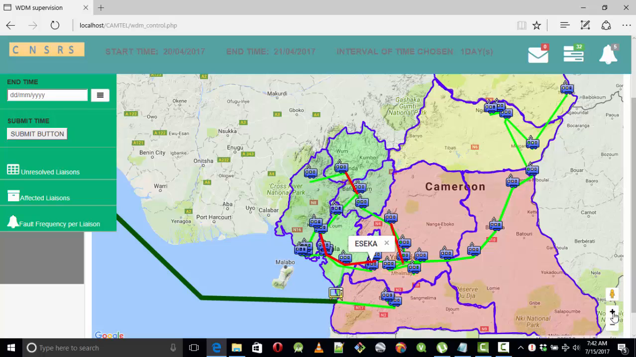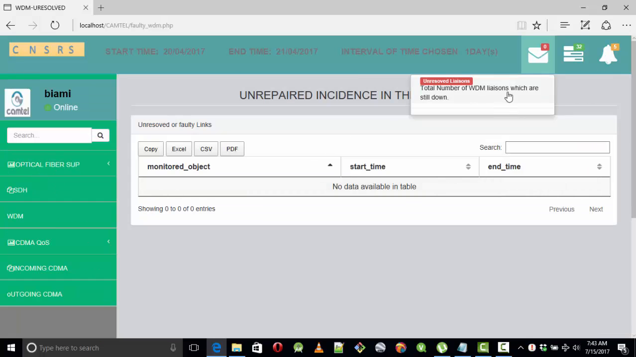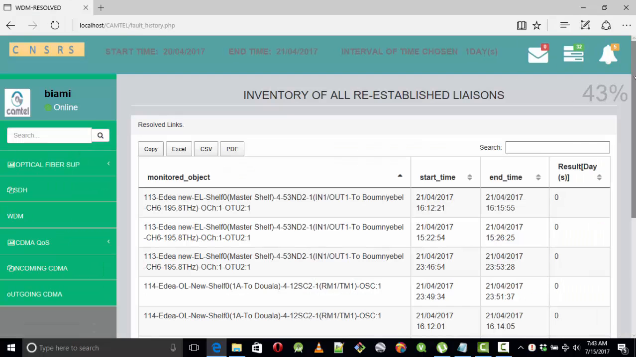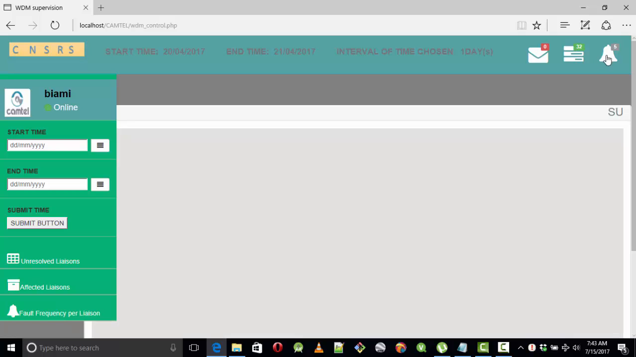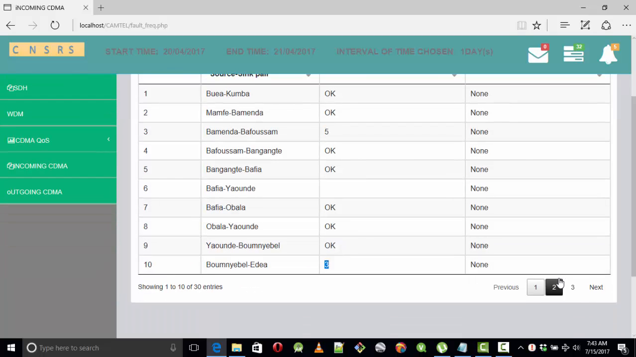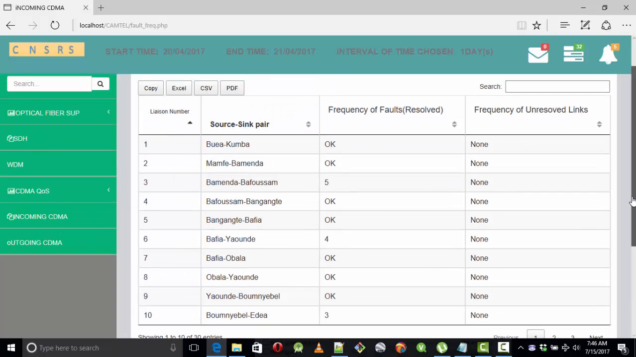Bamenda, Bafusam, Bafia Yaoundé, Bumiabel, Edea, Douala, and Douala, Banga. Now we can see the unresolved incidents, as I said, is 0, and resolved incidents, 32. You can actually see the monitored objects which were affected. Since we said we have 5 links affected out of the 30, and 32 monitored objects affected in general, what's the number for each of those links? You can see Bamenda Bafusam had 5, Bumiabel had 3.